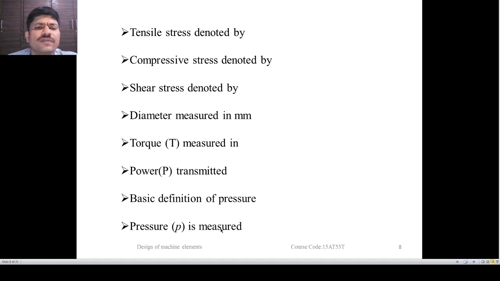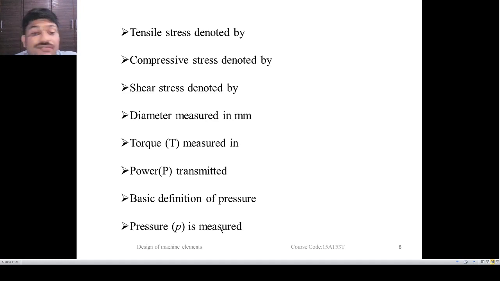This is one of the very important definitions and parameters we should remember, because in further design problems we are going to use the basic definition. Based on that we are going to solve the problems. So this is important. Then how is the torque going to be measured?